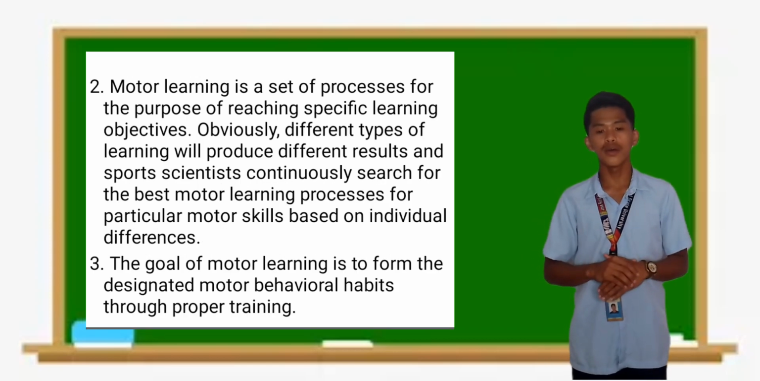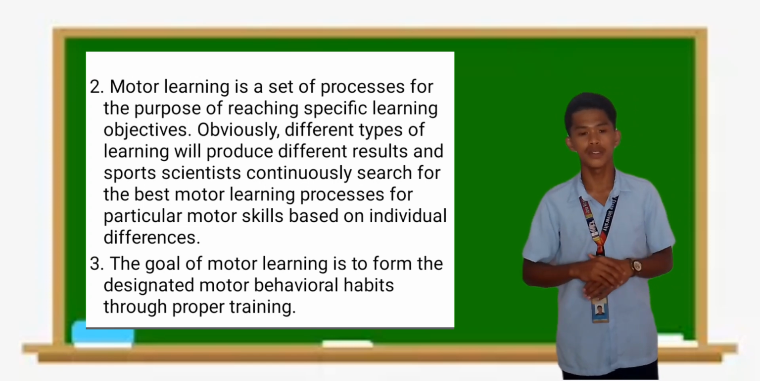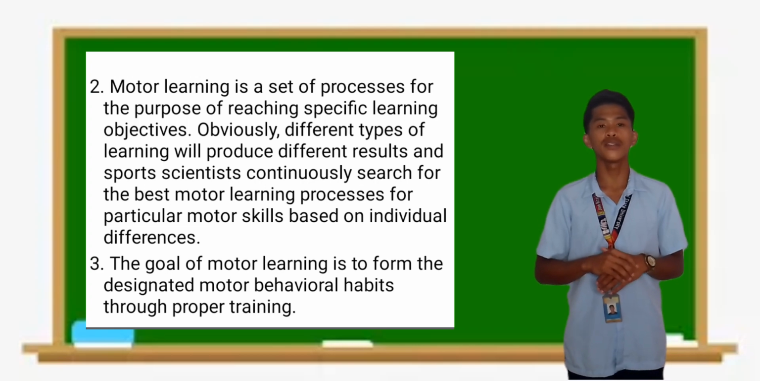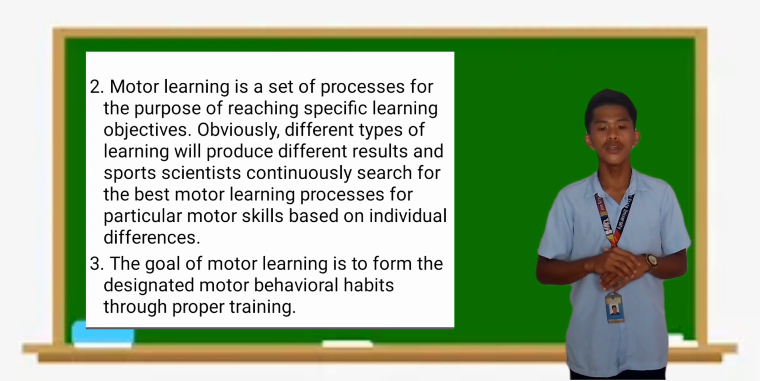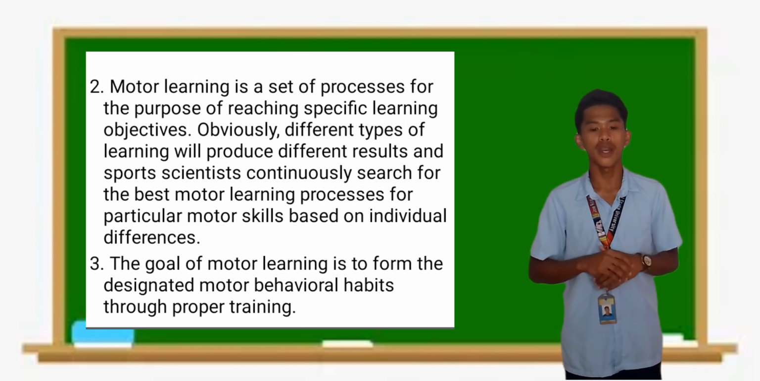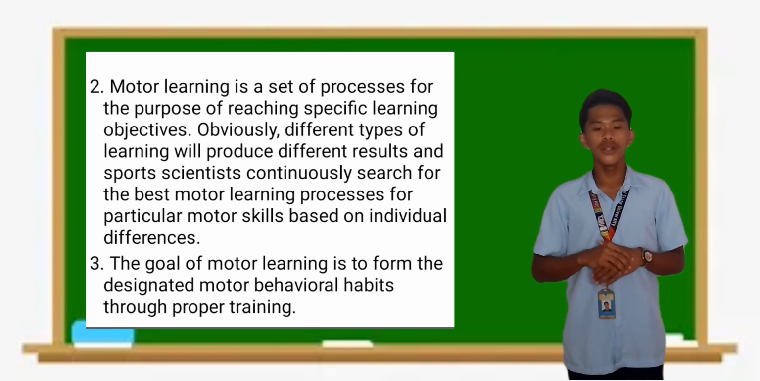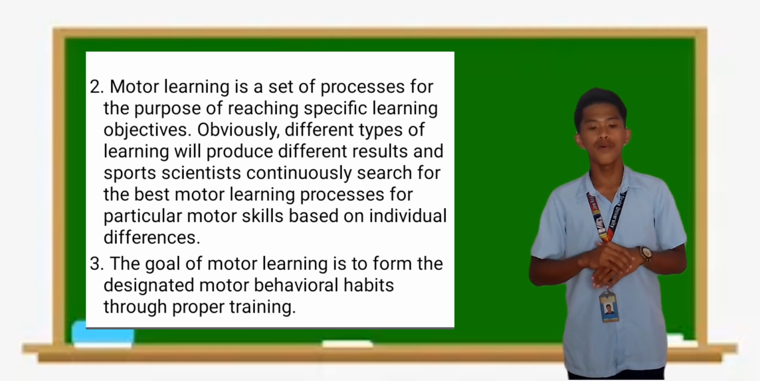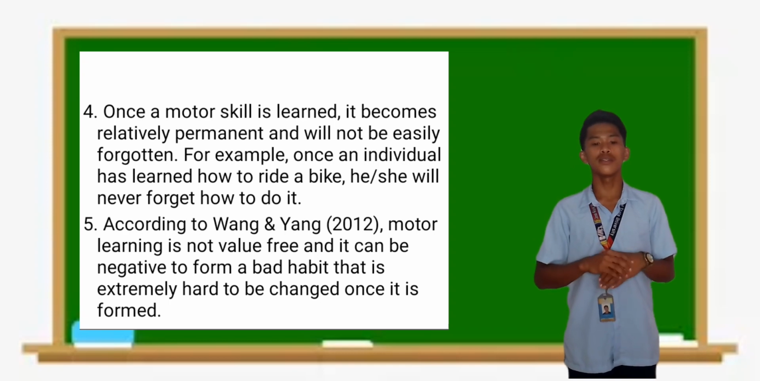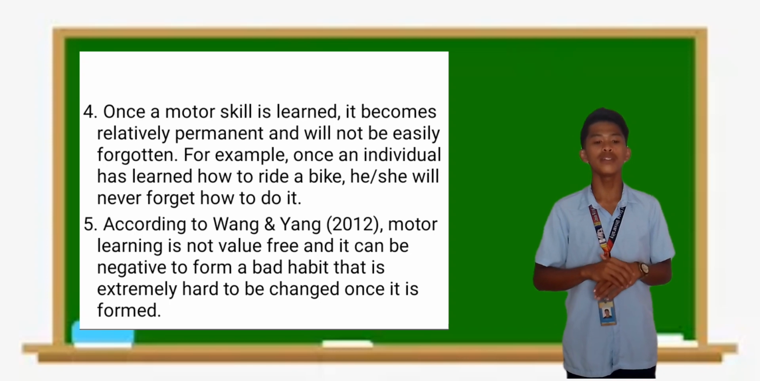Motor learning is a set of processes for the purpose of reaching specific learning objectives. Obviously, different types of learning will produce different results in sports. Scientists continuously search for the best motor learning process for particular motor skills based on individual differences. The goal of motor learning is to form the designated motor behavior habits through proper training. Once a motor skill is learned, it becomes relatively permanent and will not be easily forgotten.